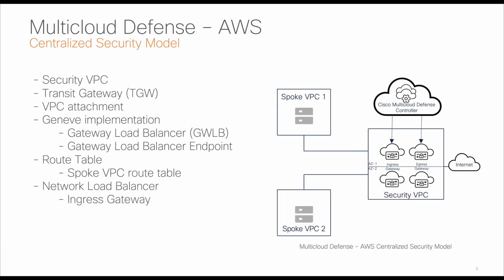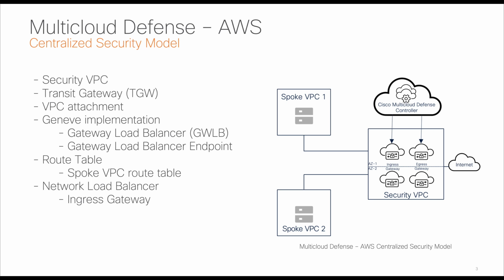Now, before I talk about the centralized security model of AWS, it is really important to understand what the centralized security model is. So in the centralized security model, instead of deploying gateways in each application VPC, we create a dedicated security VPC, and inside of that security VPC, we deploy our gateways. Those gateways can be ingress gateways for protecting your inbound traffic, or egress gateways for your egress traffic and east-west traffic.